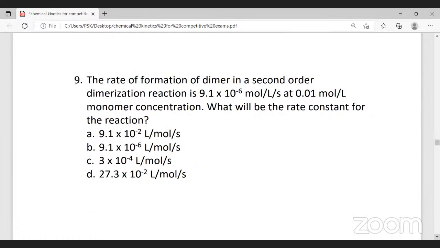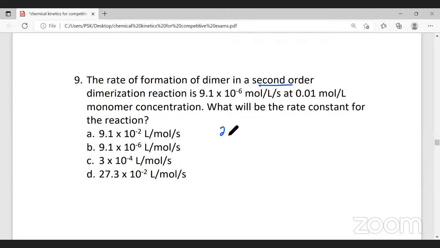The rate of formation of a dimer. What do you mean by dimer? Di stands for 2, mer stands for molecule. When 2 molecules combine, the corresponding molecule formed is called a dimer. The rate of formation of dimer in a second order dimerization is 9.1 into 10 to the power minus 6 mole per liter per second at 0.01 mole per liter monomer concentration. What will be the rate constant?